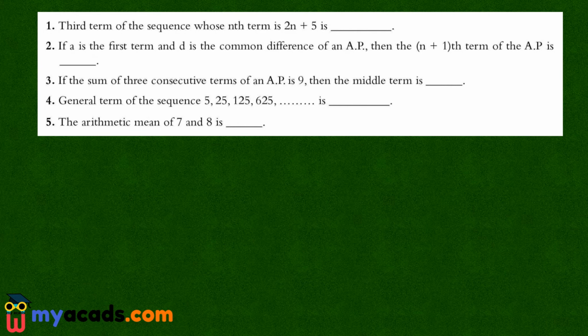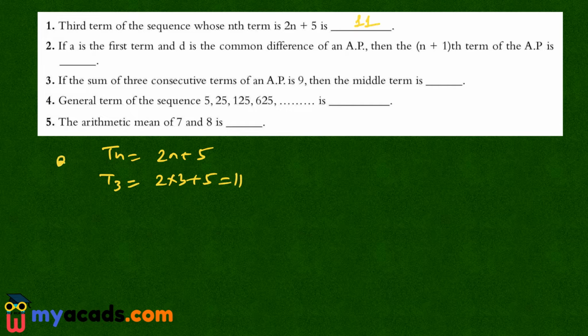Let's solve some questions to understand the concept of sequence, series, and progression. My first question is: the third term of the sequence whose nth term is 2n plus 5 is. So my nth term is 2n plus 5, and the question is asking me to find the third term. So the third term is 2 into 3 plus 5, that is 11.